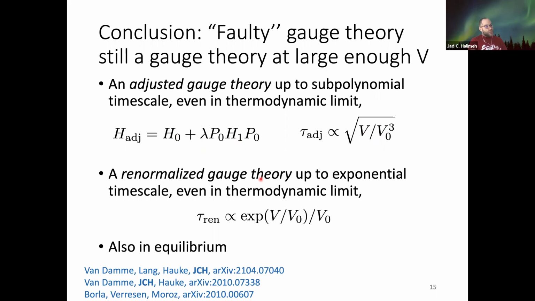A renormalized gauge theory up to exponential timescale can be shown to exist also in the thermodynamic limit with the following timescale. This we cannot access numerically, unfortunately, but the adjusted gauge theory we can. But already the key message here is that analytically we show that you have at least up to tau adjusted, this time scale, an exact gauge theory that will approximate your dynamics well, your dynamics under the Foldy theory well. Can we see this actually in actual results? And the answer is yes, as we will see in the following.